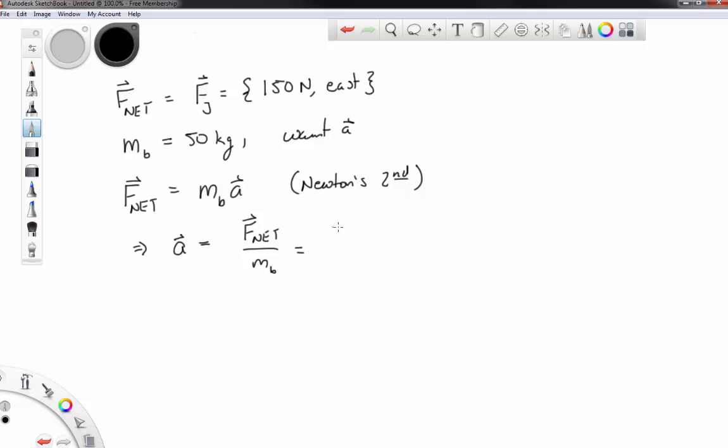So that means that we have 150 newtons east, and we have a 50 kilogram box. Recall, of course, that when you're doing a division of a vector by a scalar, you just divide the magnitude of the vector by that scalar. So 150 divided by 50 should give you 3. So that means that the acceleration should be 3 meters per second squared to the east. So this is the acceleration that that box is going to have so long as John is pulling upon it.